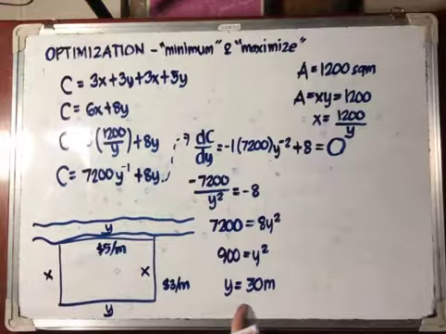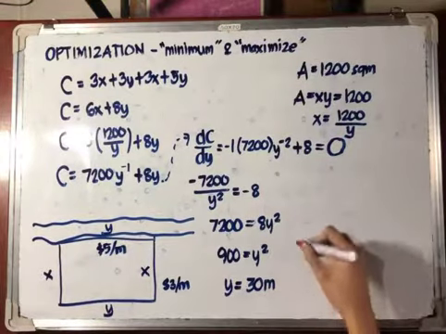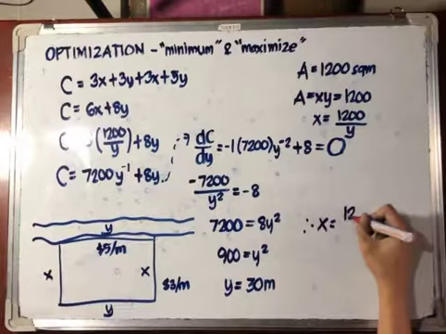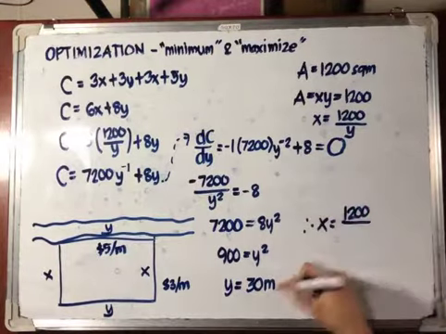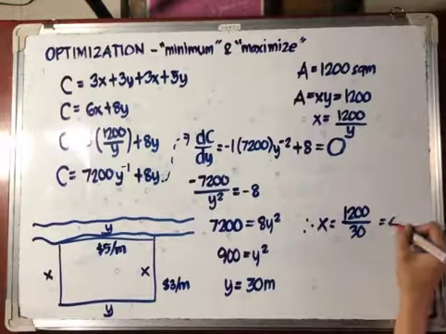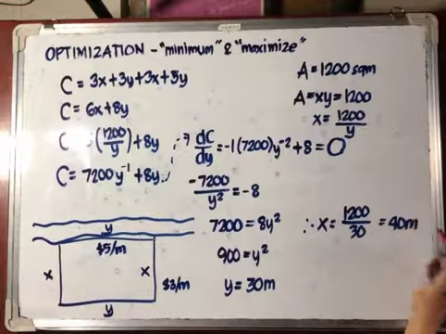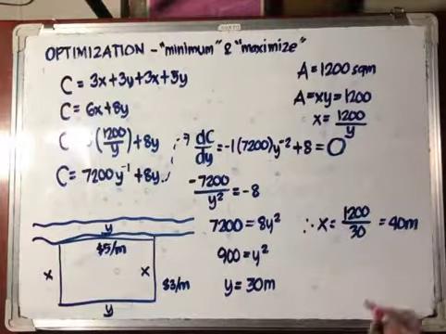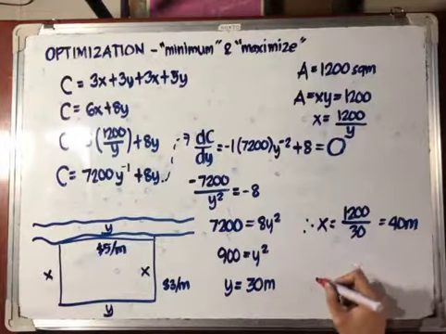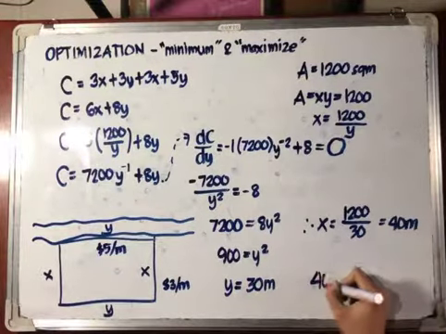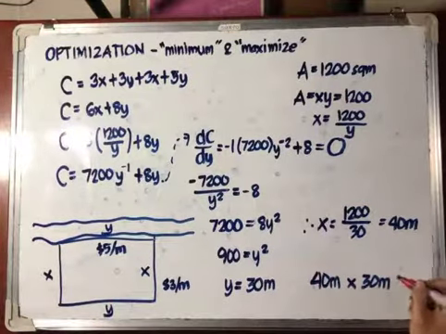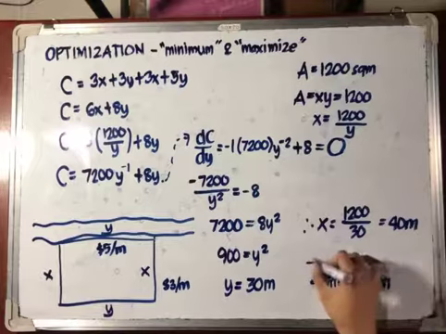So this is the y you will use. And therefore, x is 1,200 over y, which is 30. That's 40 meters. So the dimensions we are looking for are 40 meters by 30 meters, for your cost to be minimum.